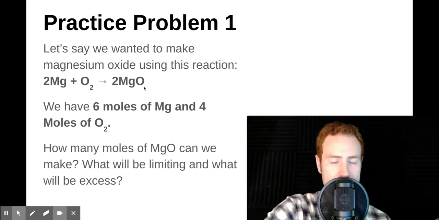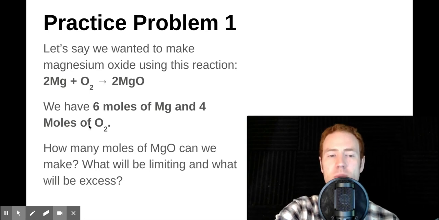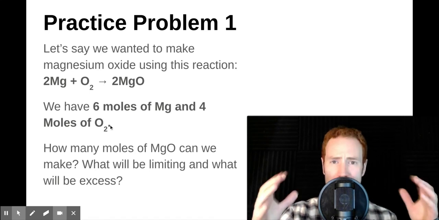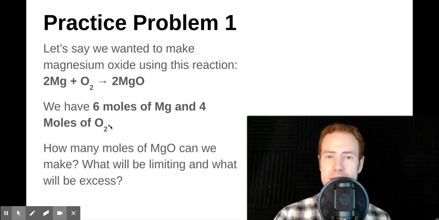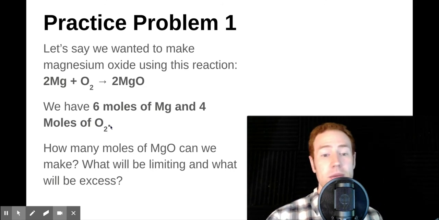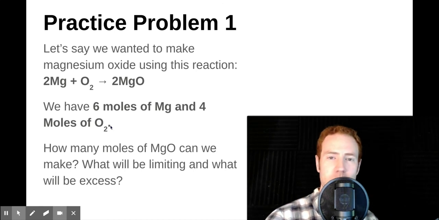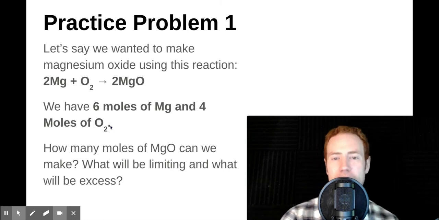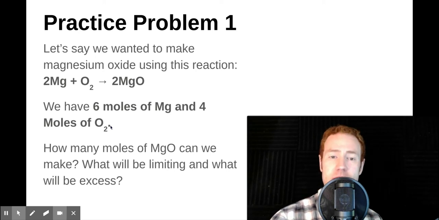We can move forward. Now we have 6 moles of magnesium and 4 moles of oxygen. Those are the actual reactants that we are going to put together and react to try to make magnesium oxide. So my question is, how much magnesium oxide can we actually make? How many moles? And which one of the reactants is going to be limiting and which one is going to be excess? So if you feel like you have an idea of how to do this, go ahead and pause this video right now. I'll stop for a couple of seconds and give you a chance to try and solve this on your own.